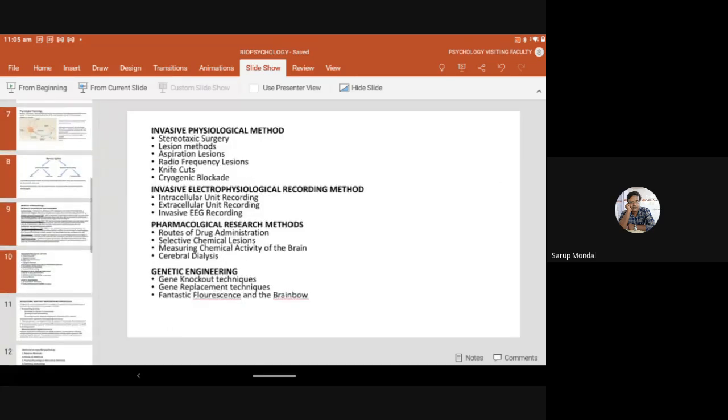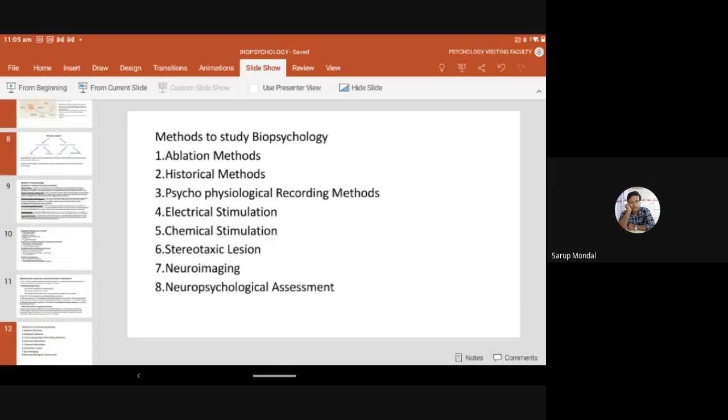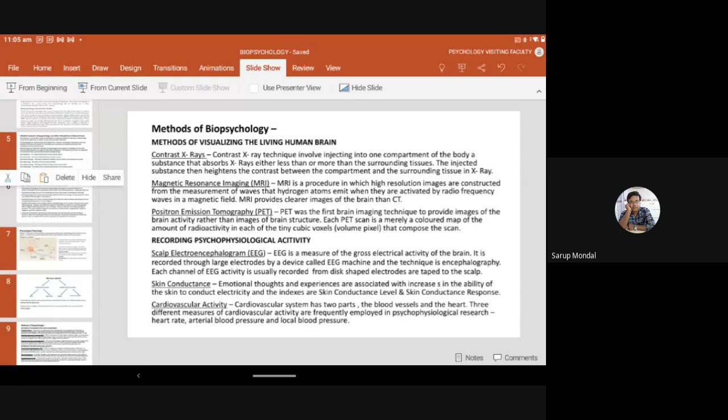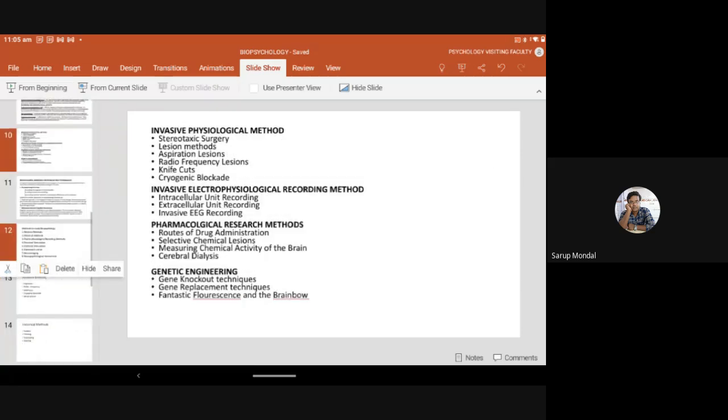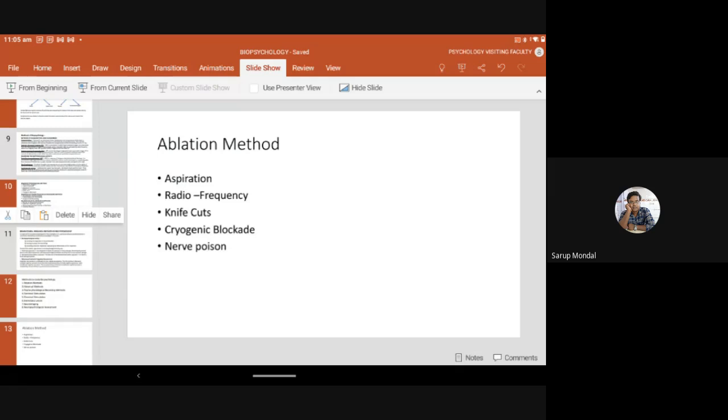Then the next part, just a minute. Yes, I told you about the methods. Then this is the psychophysiological recording methods. That means the main methods like electroencephalography, magnetoencephalography, electromyography, electrooculography, and electrodermal activity, that means mainly the skin conductance methods. So these are the main methods of biopsychology.